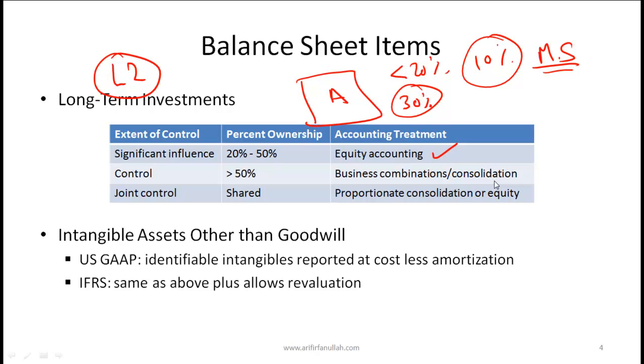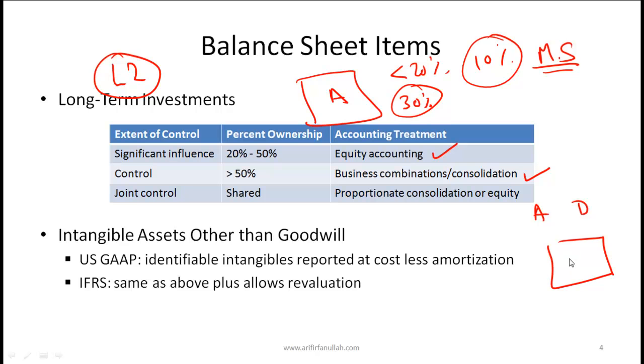Effectively what happens in this method is that all the assets and liabilities of company C are reported in a consolidated balance sheet, and then in the equity section we have a segment that's called minority interest, which represents the interest of the minority owner of company C. And finally, joint control. This is let's say between A and D.